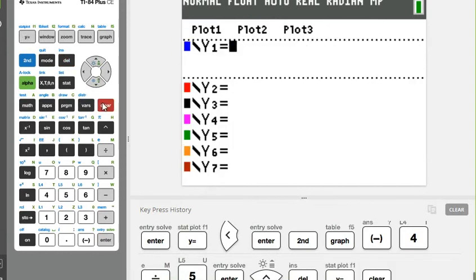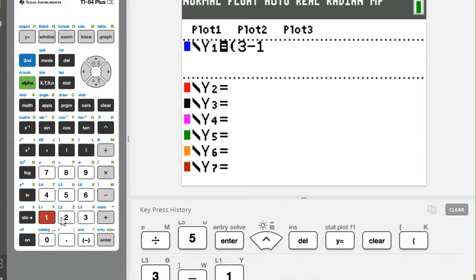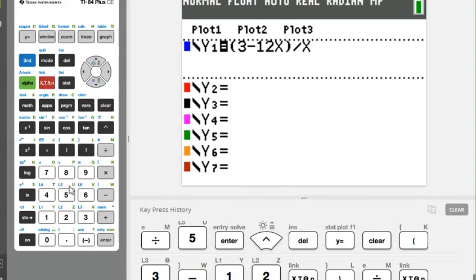So you hit the y equals key. Let's put in, with parentheses, 3 minus 12x, and then the x key is up here. Parentheses, all that divided by x. You don't need parentheses around the denominator part. If it was x minus 2 or x plus something, then you'd need parentheses around the denominator part.